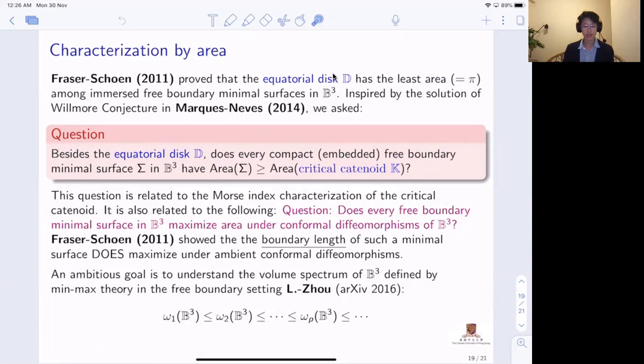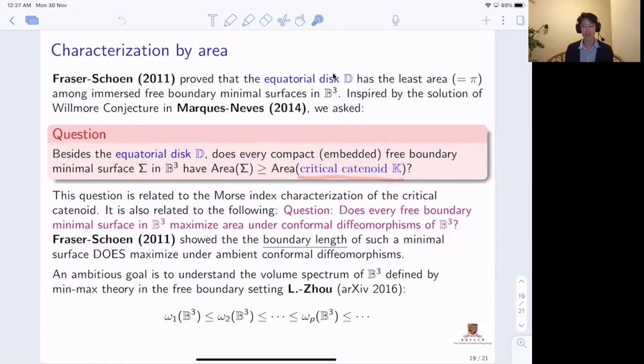So remember that in the case of closed surfaces in S^3, we know that other than the great equatorial two-sphere, the Clifford torus is the next one with smallest area. This is related to the Willmore conjecture solved by Marques and Neves. So in this case we can ask whether, other than the equatorial disk in the free boundary setting, the critical catenoid achieves the next smallest area. This in fact is related to the Morse index characterization problem that we just mentioned above.